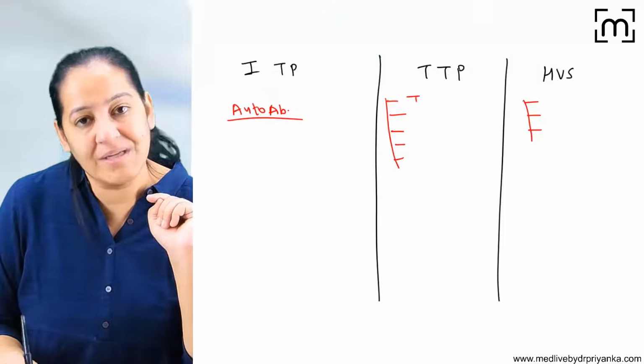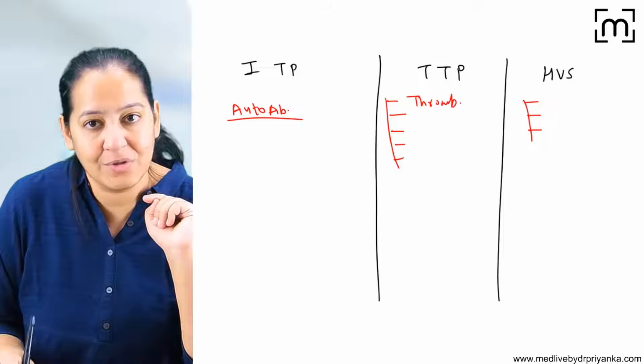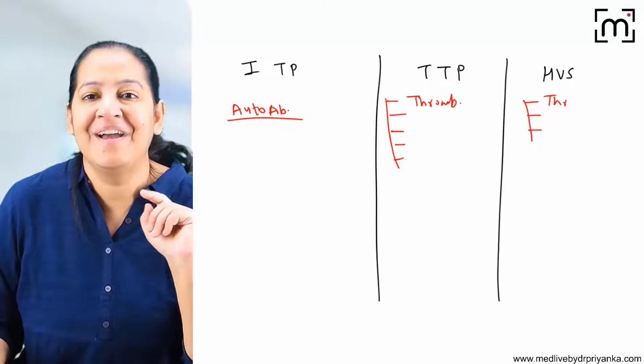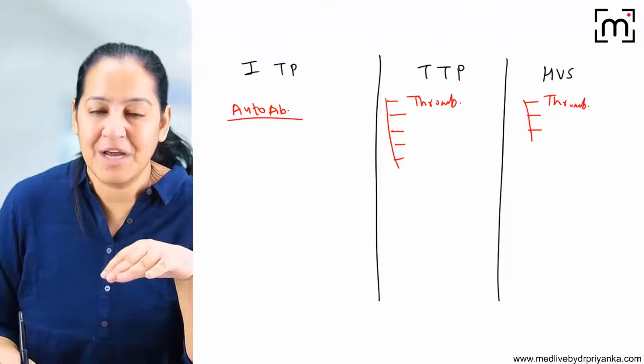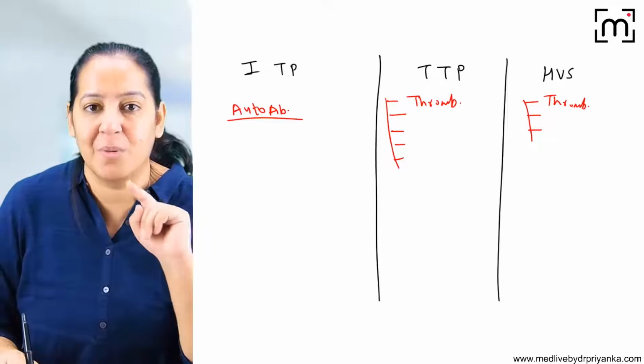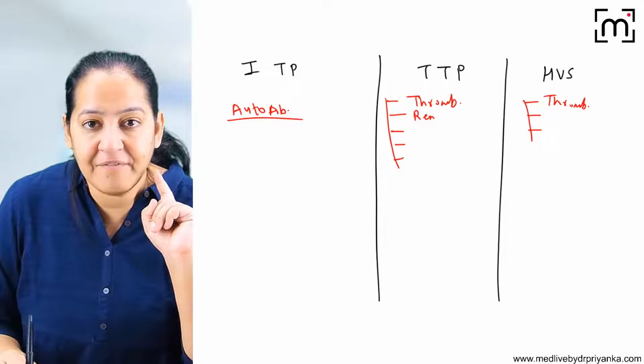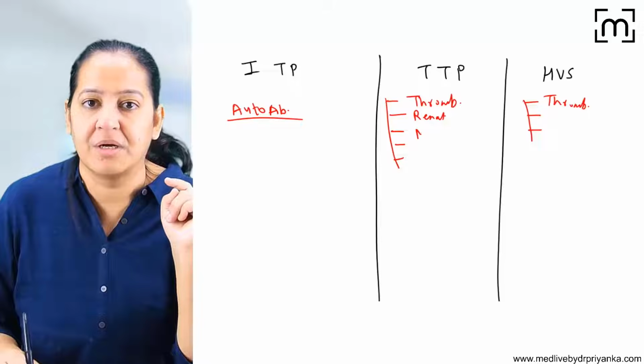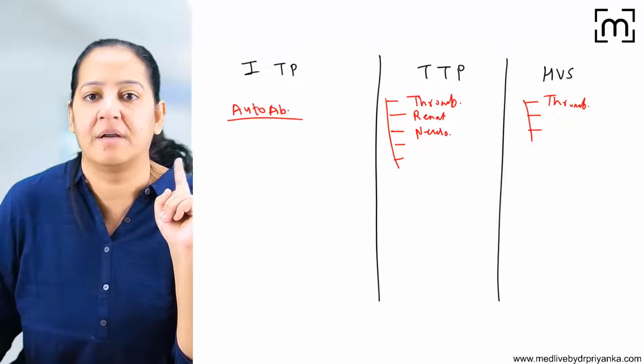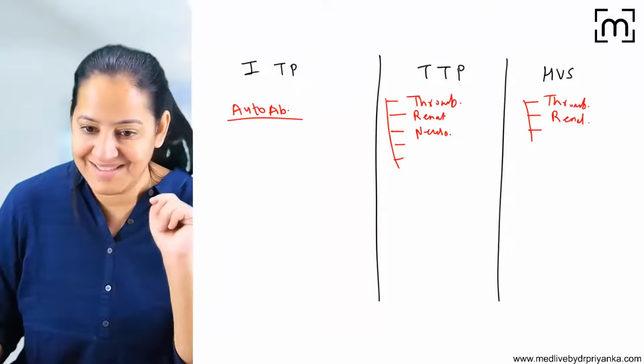In both of them, the story starts with thrombocytopenia. So here also thrombocytopenia, that is our chapter right now. Here also thrombocytopenia. Here thrombocytopenia is due to multiple thrombus formation. Here thrombus is formed in renal blood vessels and the brain, neurological. So renal and neurological both are there. Here only renal is there, neurological is not there.